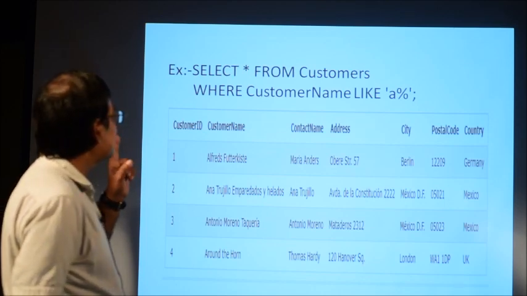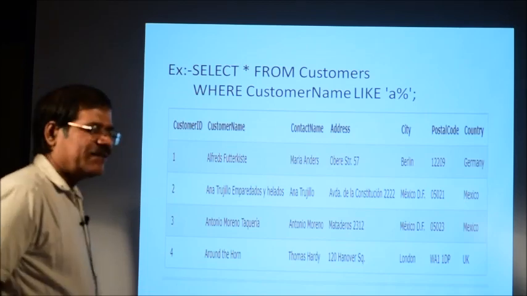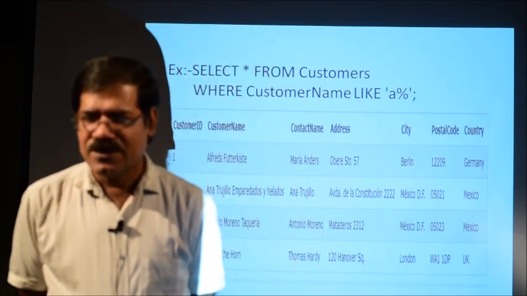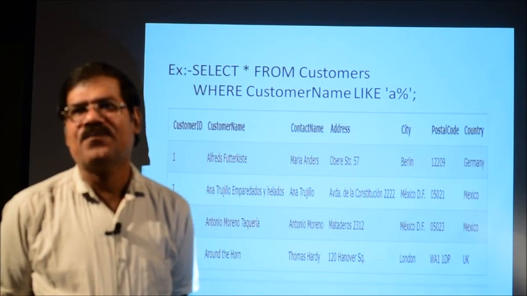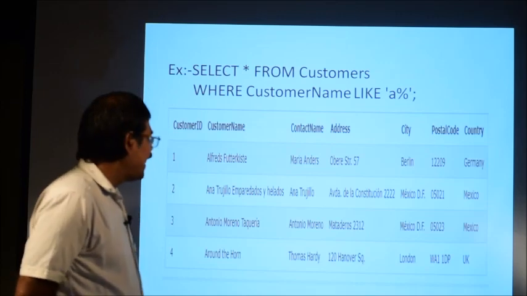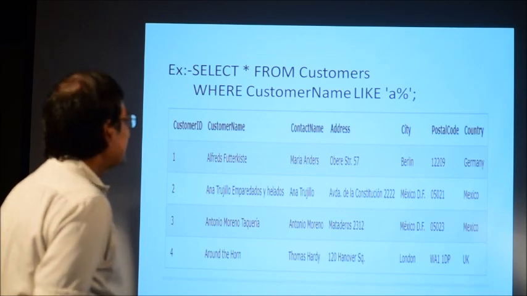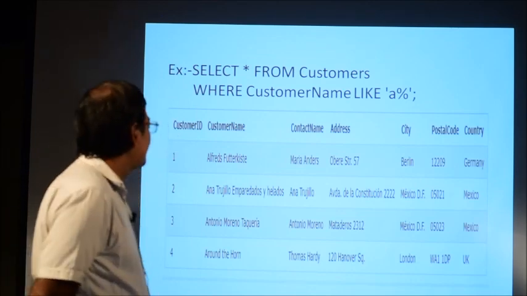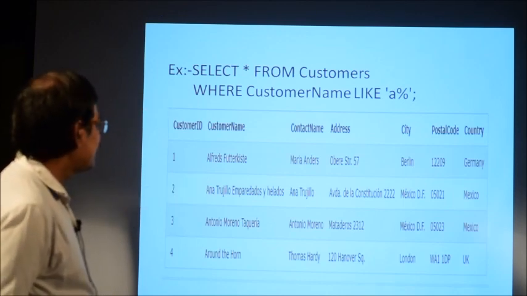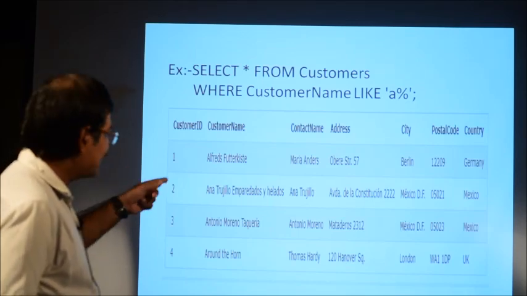So here it is: select star from customers where customer name, because I am saying show me the customers whose name starts with A. The name's starting letter is A. That's why I have written customer name LIKE 'A%'. That means the first letter of the name is A. So that many records will be selected from the customer table and displayed on your computer screen. So this is the output. There are 4 records selected from the customer table.